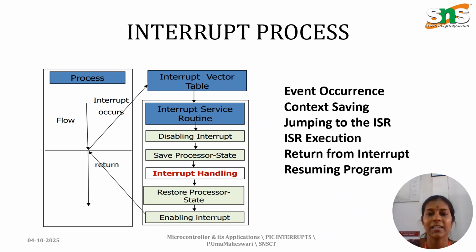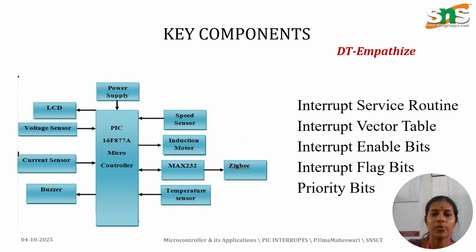Here the event occurrence, context saving, then jumping to ISR execution, returning from interrupt, and then resuming the program. We have discussed all of this so far. Here, what are the key components? These key components we have seen in the previous slide: interrupt service routine, vector table, enable bits, etc. Here, what is the interrupt? We have seen the word interrupt.